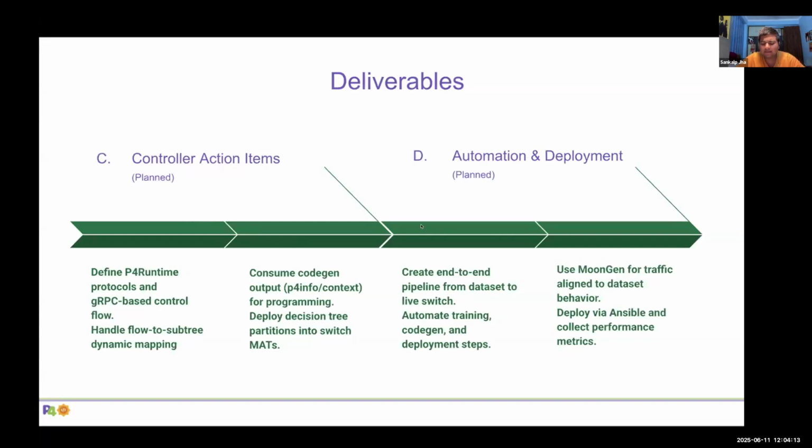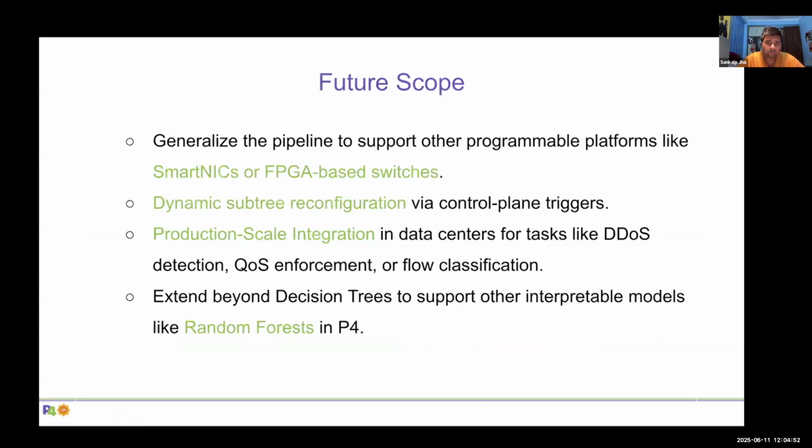Coming to the C and D parts, in the controller action items, in a very concise way, it is basically automatically generating the controller program using P4 and the context file. And the automation and deployment is automated end-to-end testing using MoonGen. What is MoonGen? MoonGen is a very high performance traffic simulator, used together with Ansible playbooks, which provide an environment to run scripted files and perform very complex code and pipelines. That's pretty much about it.